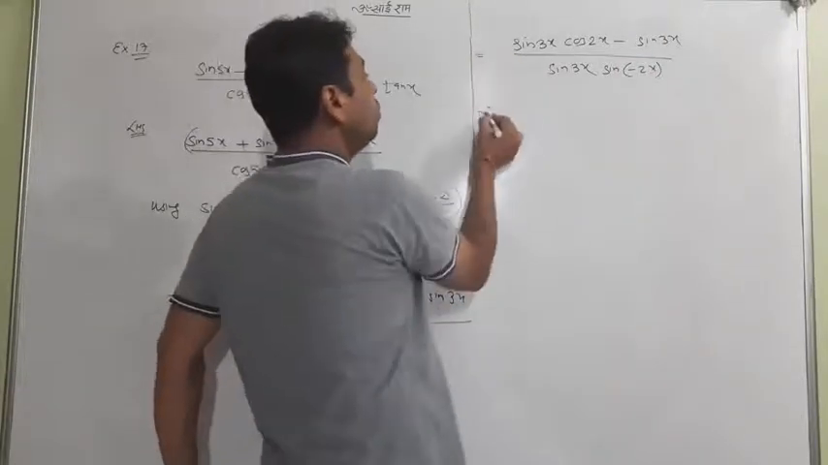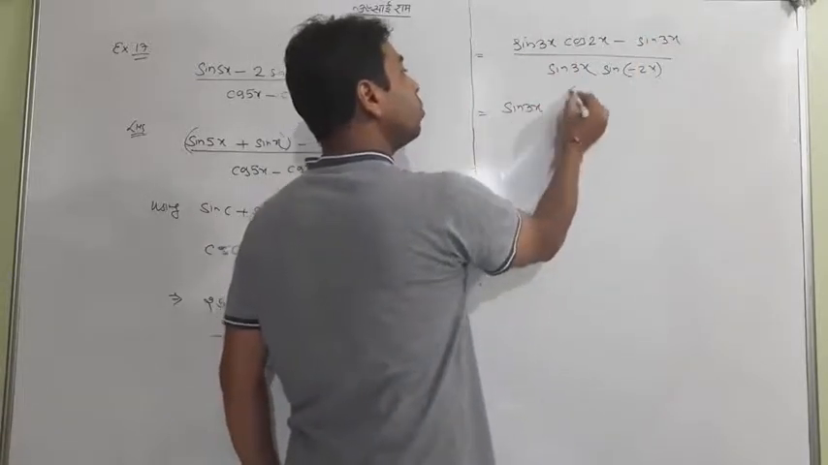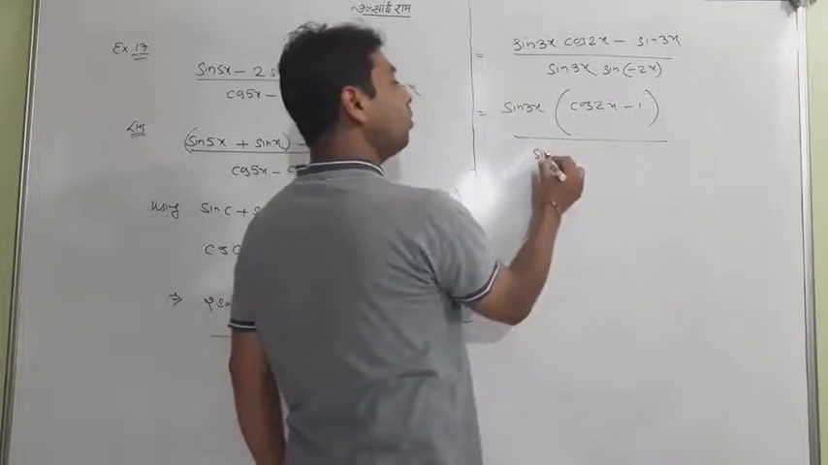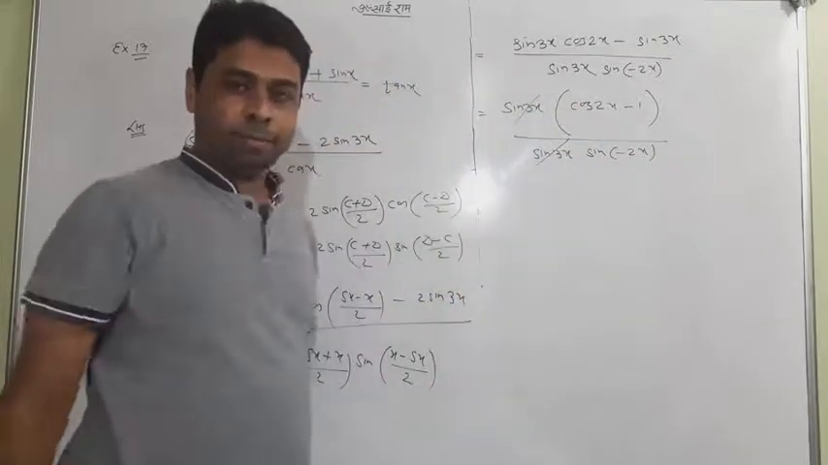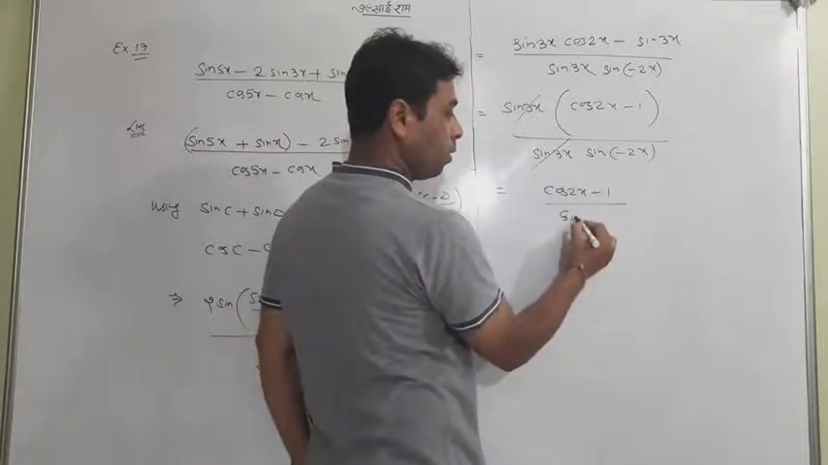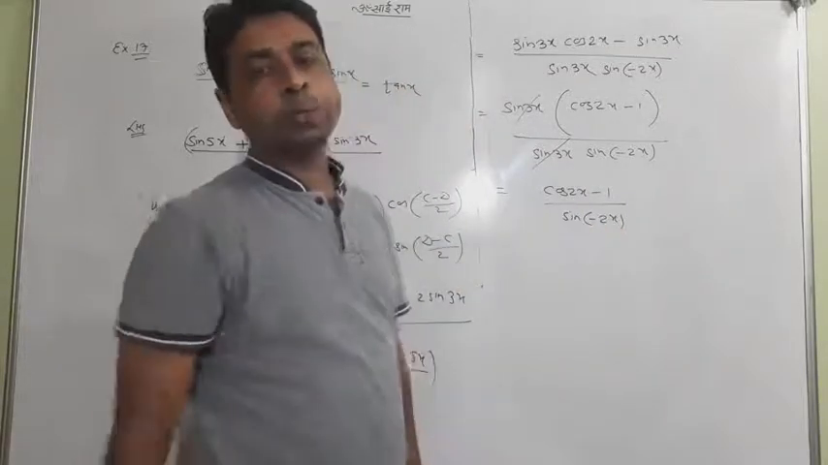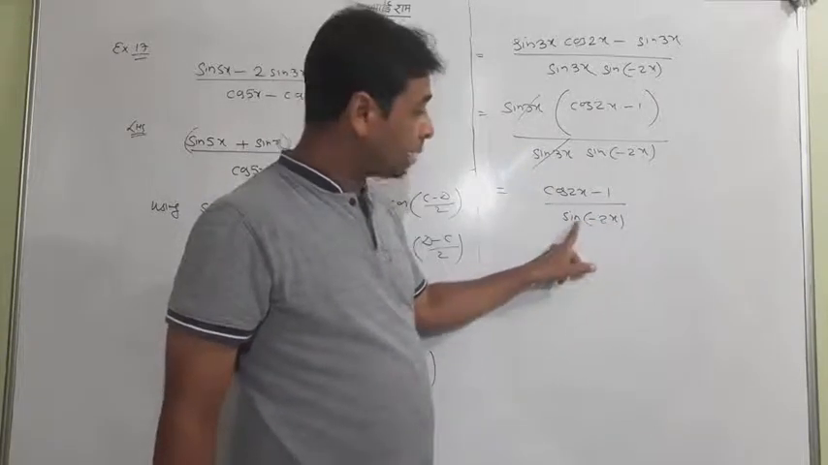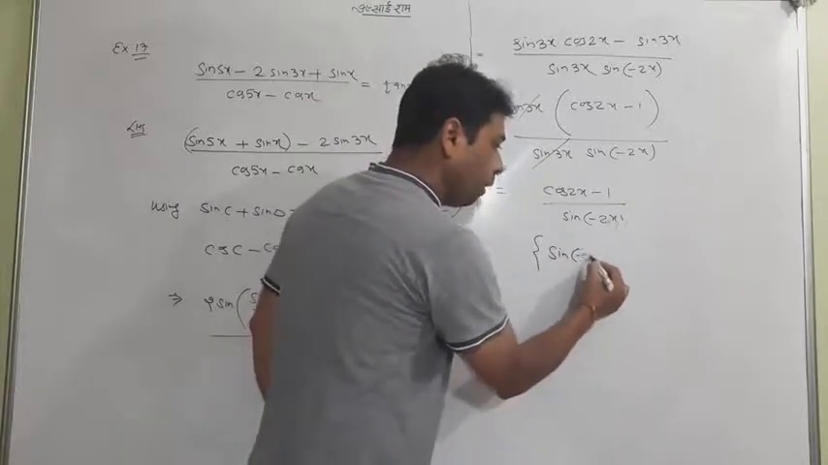Now look, very interesting. Sin 3x and sin 3x have a common factor. So what remains is cos 2x minus 1 upon sin 3x times sin of minus 2x, and these two get cancelled. Look at the term sin of minus 2x. Frankly, whenever a minus is coming in the angle, whether sin, cos, tan, cot, sec, cosec, anything, students, you have to use the formula for minus theta.